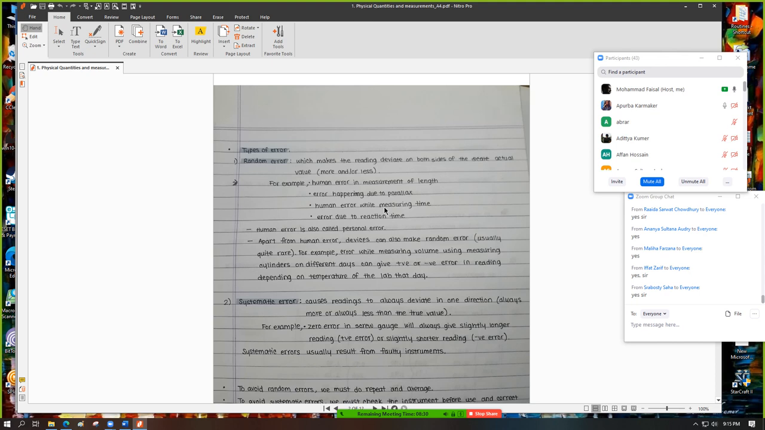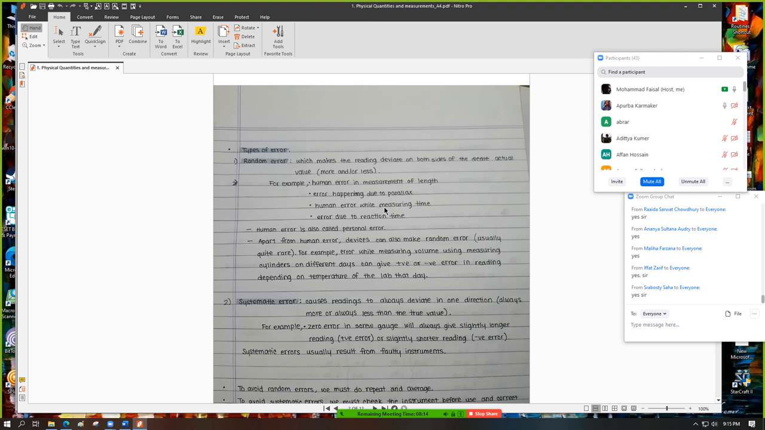So human error while measuring the time is a very large source of random error. Due to human error our reading can be higher or lower, and this is error due to reaction time, which is human error. Human error is also called personal error.